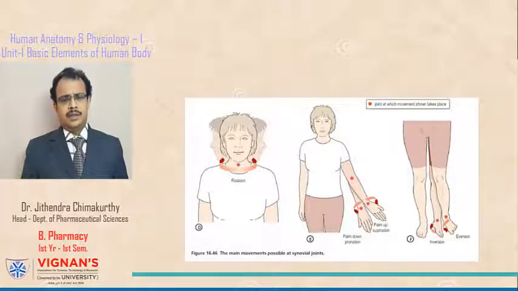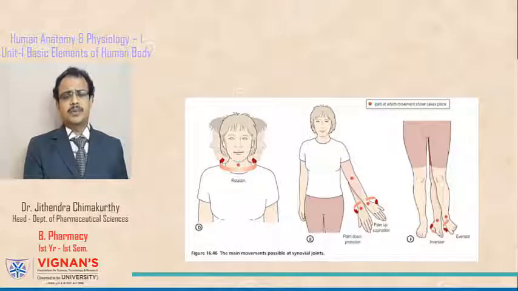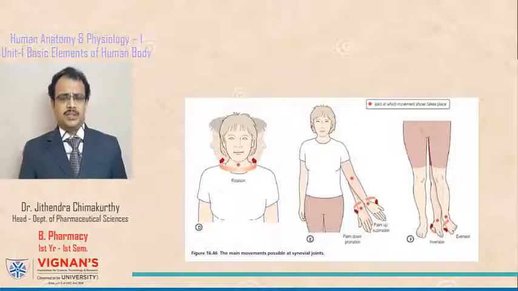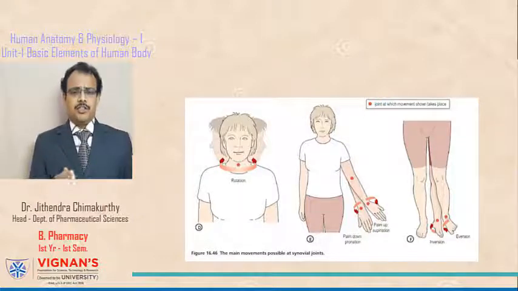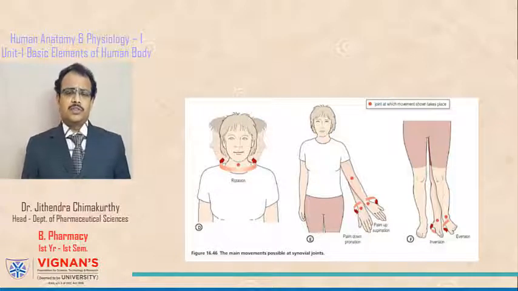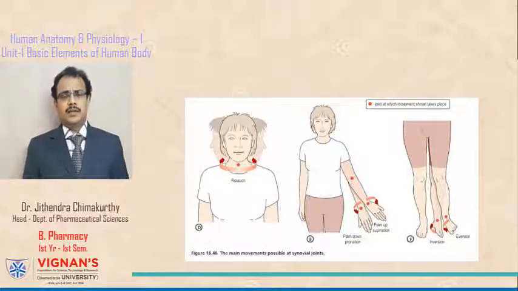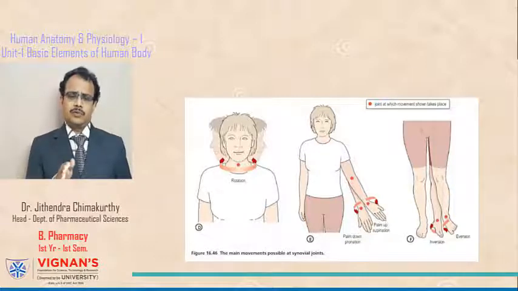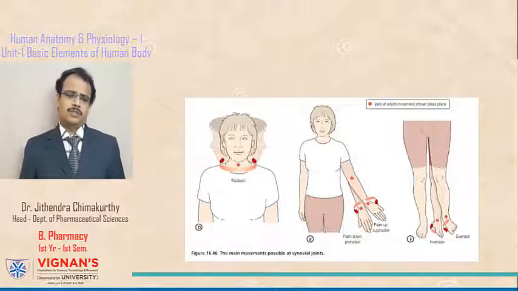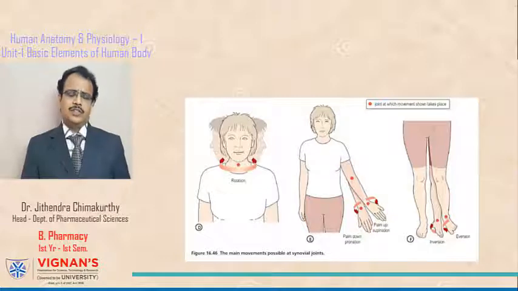Pronation is moving the palm of the hand down. Whereas supination, moving the palm of the hand up, is supination. In the same way, inversion is moving the sole of the foot inwards medially, whereas eversion is turning the sole of the foot outwards. These are the various movements which are possible with the synovial joints.